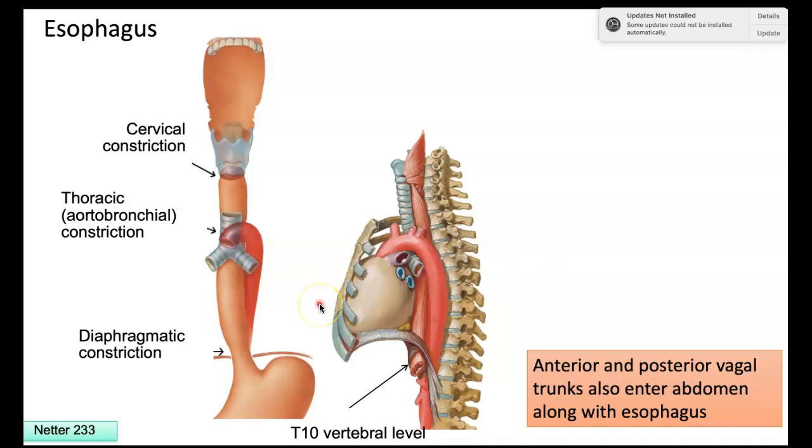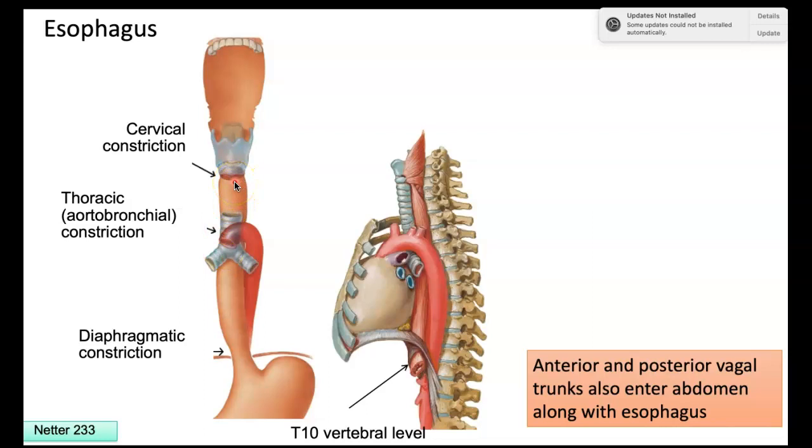So now we start with the esophagus. Only a small portion of the esophagus is in the abdomen. Most of the esophagus is either in the neck or in the thorax. You have seen the esophagus in the thorax, but as we are talking about the esophagus, let's go over the whole esophagus quickly.